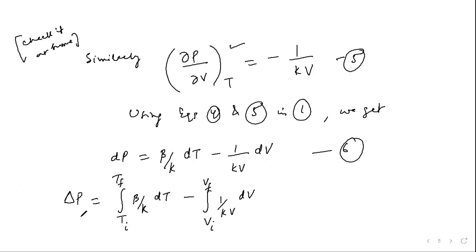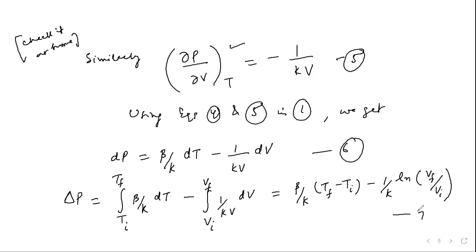So we can get the change in pressure as the state changes by this integration, right? We can further simplify it. We can write it as beta by K, and since temperature is a state function, it is simply Tf minus Ti. Then you have minus 1 over K outside, and the integration will give you the natural logarithm of Vf by Vi. And this is equation 7, I encircle it.